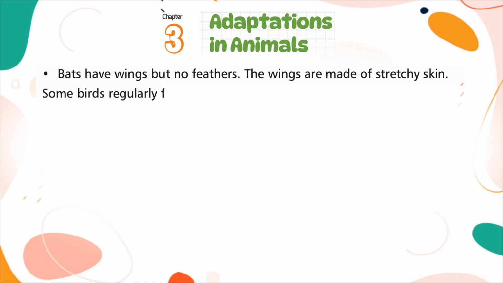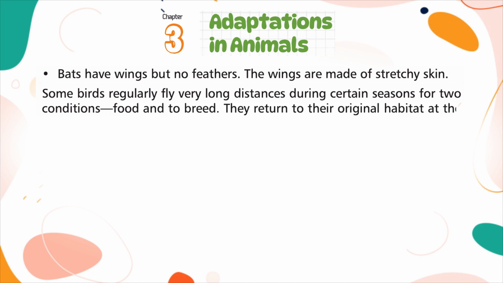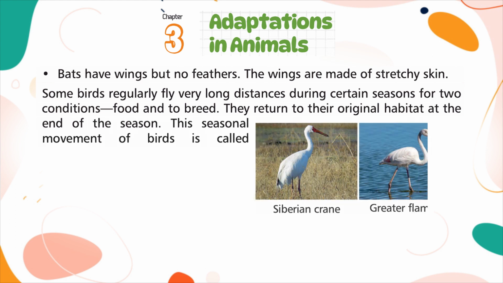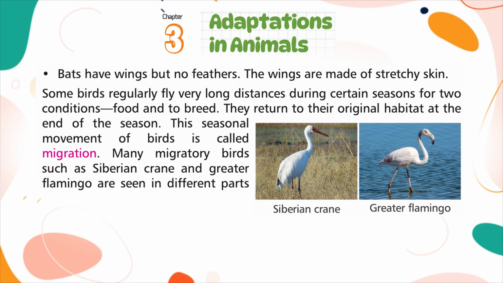Some birds regularly fly very long distances during certain seasons for two reasons: food and to breed. They return to their original habitat at the end of the season. This seasonal movement of birds is called migration. Many migratory birds, such as the Siberian crane and greater flamingo, are seen in different parts of India from November to February every year. Siberian crane, greater flamingo.